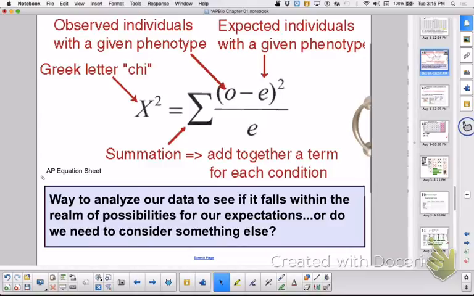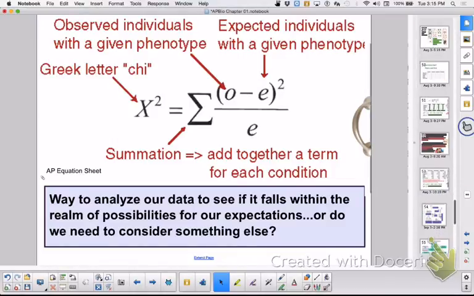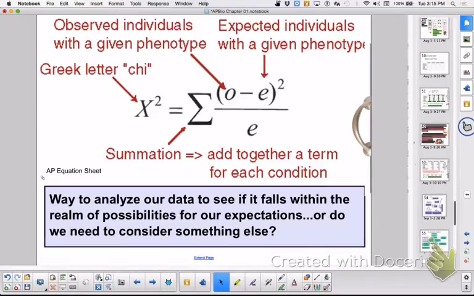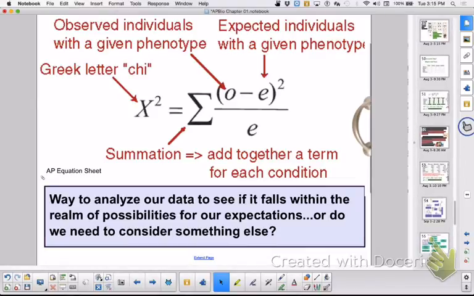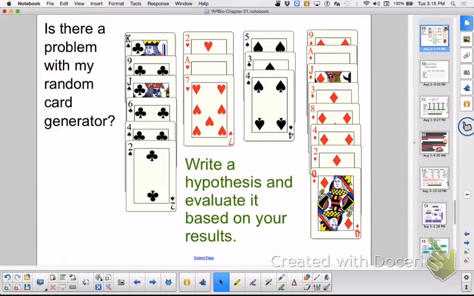You have the chi-square test, by the way, on your important formulas and equations papers for this class, on your anchor page. All right, let's go here. You have cards. Okay?